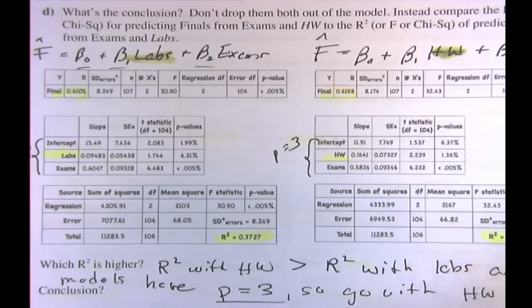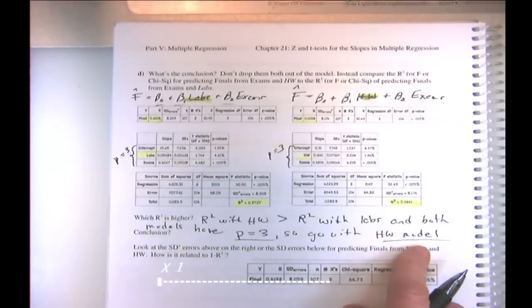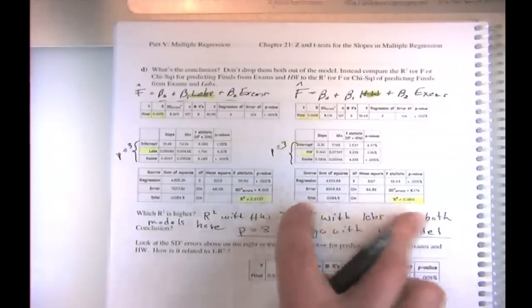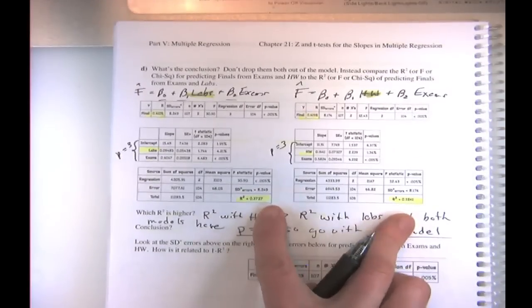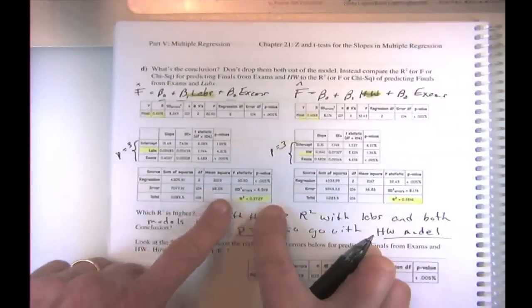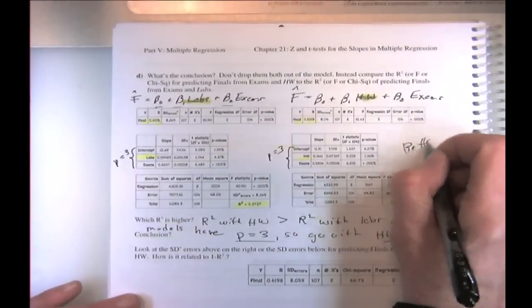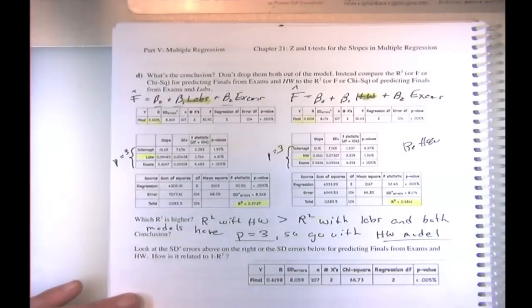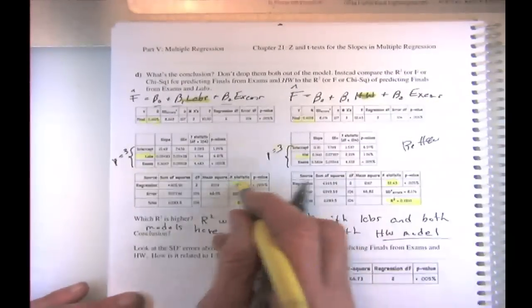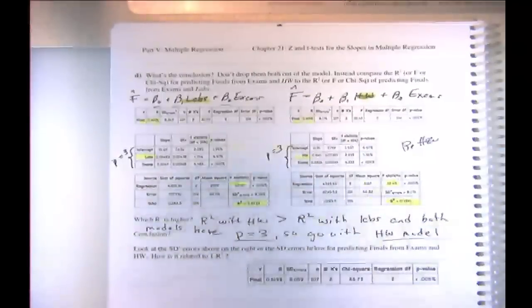Homework is a better predictor than labs when exams are included, because these R squareds are higher here. And you'll see that the F is also higher. F should be higher here. This is a better model. So this one's better, because you also have a higher F. You're going to have lower errors. It's better on all counts. I mean, if one is true, all of them are going to be true because they have the same number of parameters.